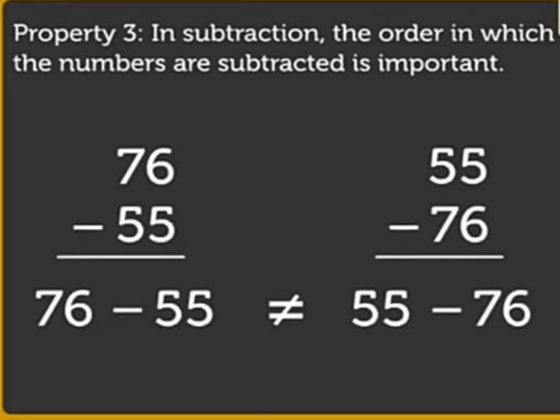Property 3. In subtraction, the order in which the numbers are subtracted is important. Here let us consider the numbers 76 and 55. 76 minus 55 is 21. When the order is changed, 55 minus 76, here you can't subtract. So it is very clear, 76 minus 55 is not equal to 55 minus 76.